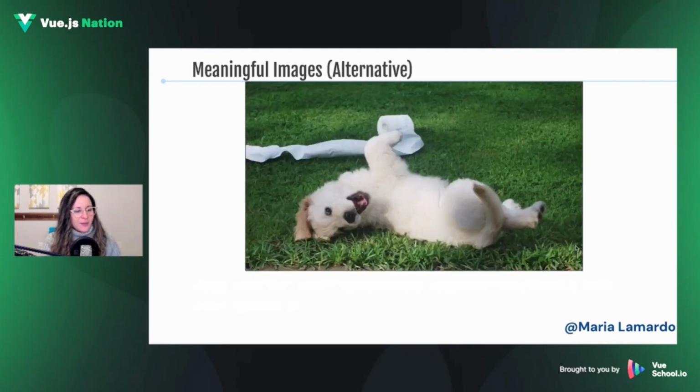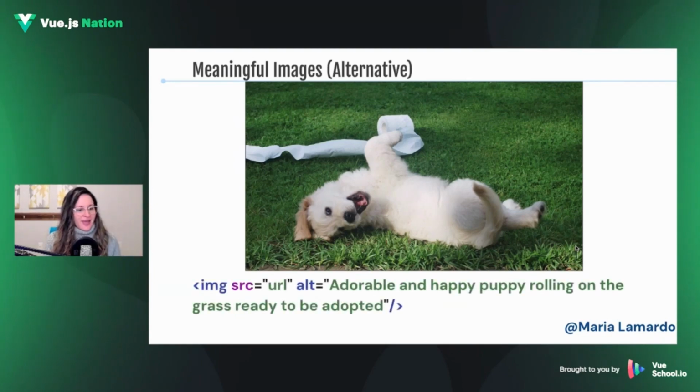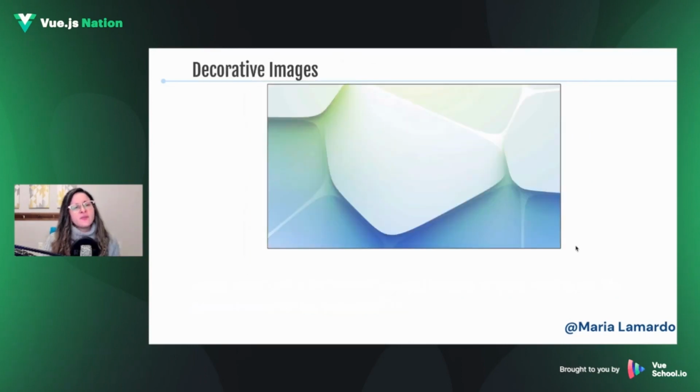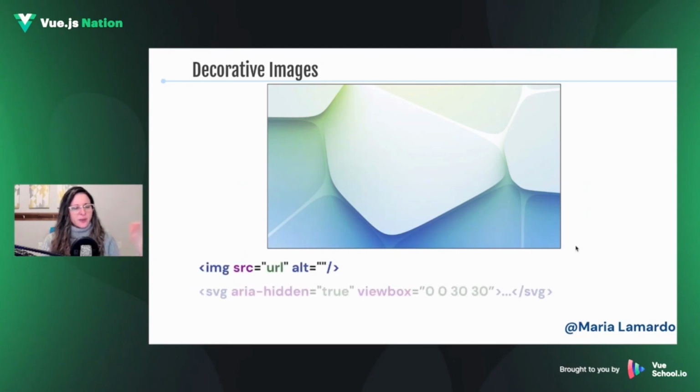But let's say that instead I was running a doggy adoption agency and I wanted you to come adopt my puppy. So instead I might use something like an adorable and happy puppy rolling on the grass ready to be adopted. So again, you want to make sure that the description that you're giving the image matches the intent of you using the image. And if you have a decorative image like this, like maybe a background or something decorative, you can hide it from assistive technologies by just giving it an empty alt text, or if you're using an SVG, you can say ARIA hidden equals true, and that will just make sure that it's marked as decorative and they can be skipped.